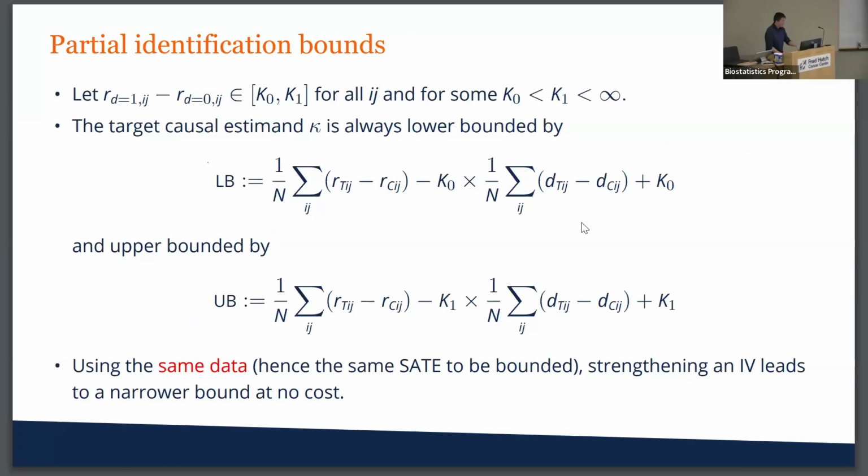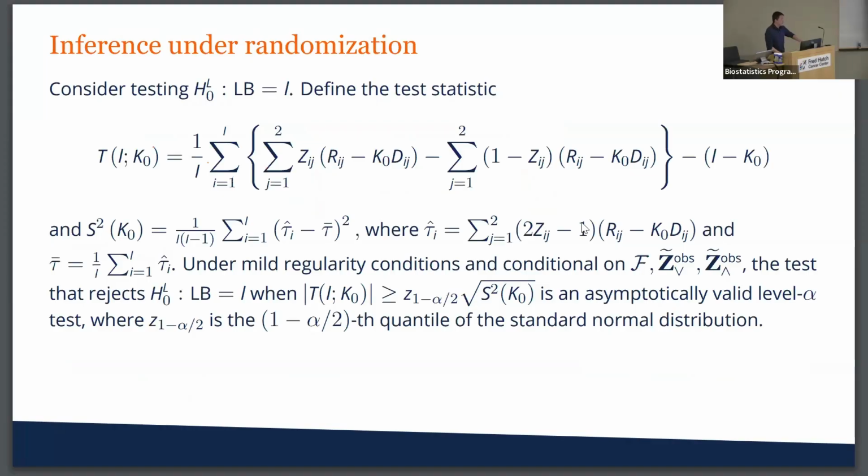And of course, you see the lower bound here involves RT, RC, DT, DC. We only observe one, not both potential outcomes, so we need to make inference. Essentially we can test the lower bound equal to little l, for instance. But here the first inference is just based on randomization.